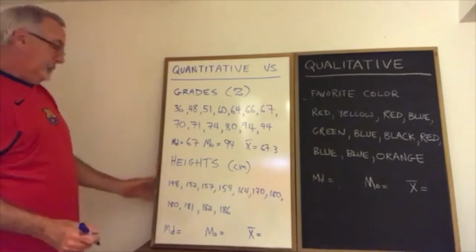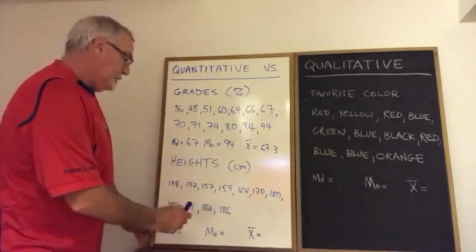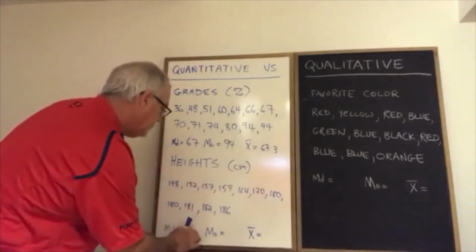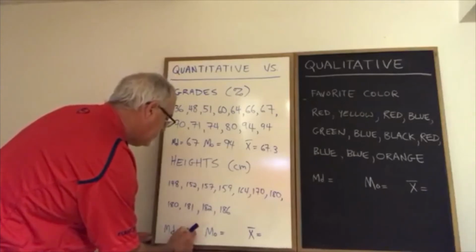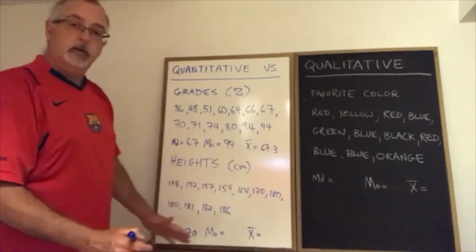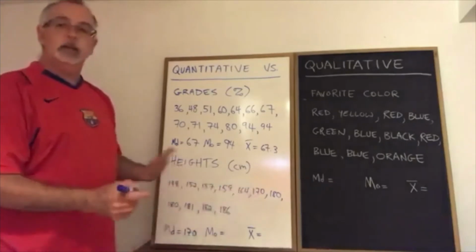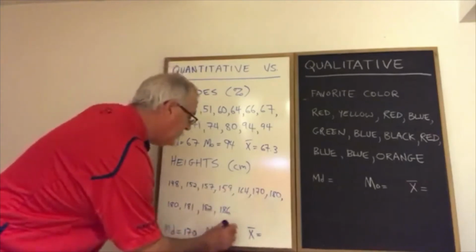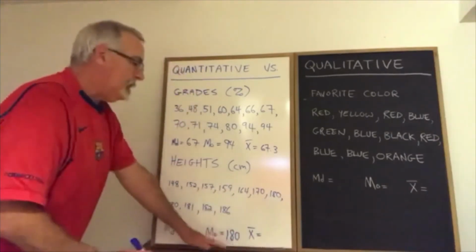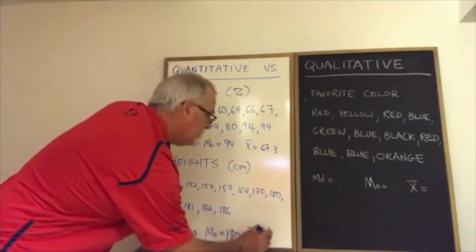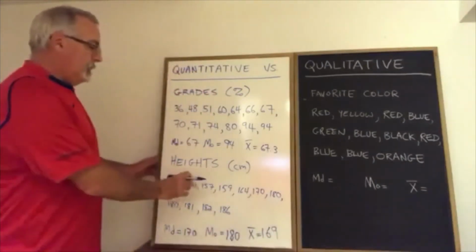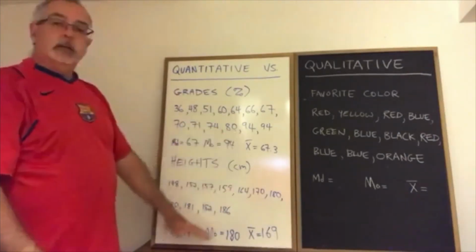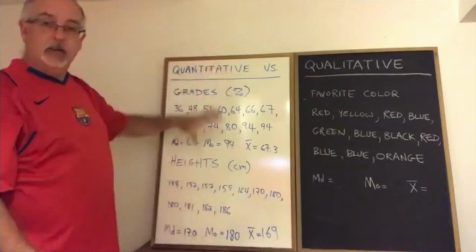Looking at the heights, the median value is 170. Because this time we have 11 data values, so the 6th value, which is the 170, is the middle value. The mode is 180. It's the only value that occurs twice. And the mean, the x-bar, is 169. The answer you get when you add together all 11 values and divide by 11. So we're able to find all three measures of central tendency for these two groups of quantitative data.